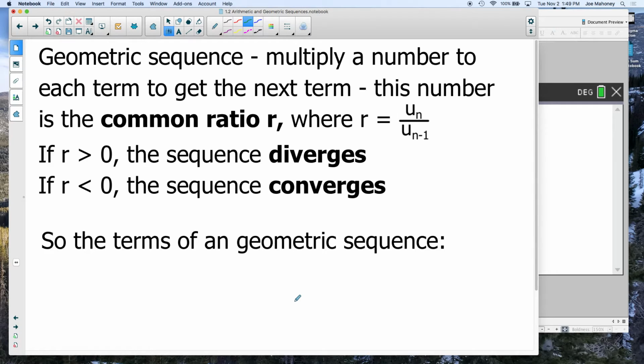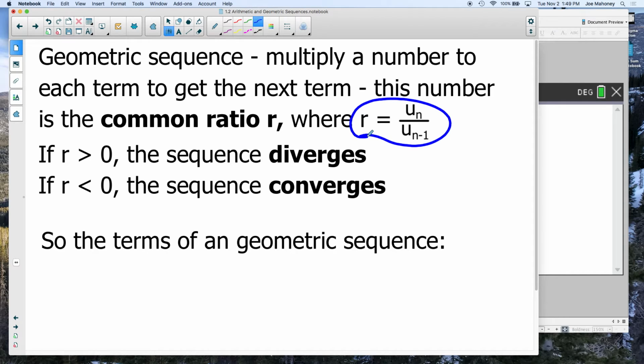So geometric sequences are based on multiplication. Instead of having a common difference, we have a common ratio this time. And just like the common difference was the difference between two terms, the common ratio is when we divide the two terms. And we call that ratio r. Instead of increasing or decreasing, we say if r is greater than 1, the sequence diverges. It just kind of goes off forever. But if the r value is less than 1, it will converge. It will approach a certain number. And we'll get more into that later on.